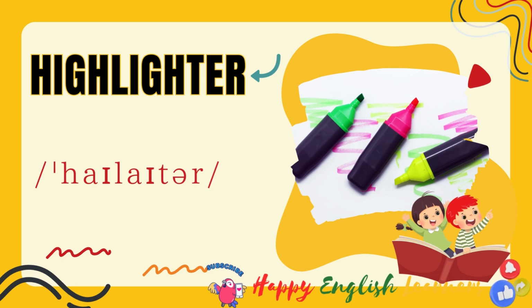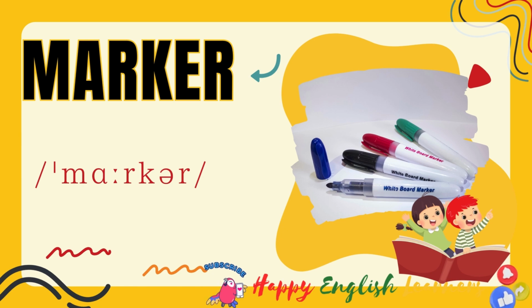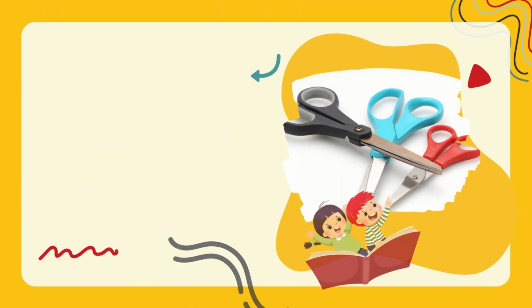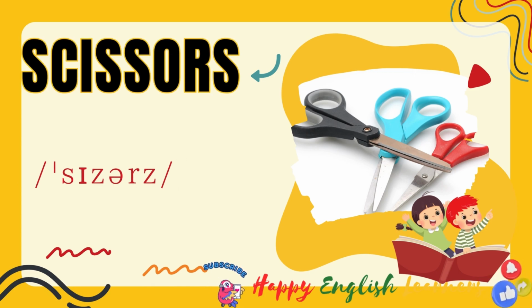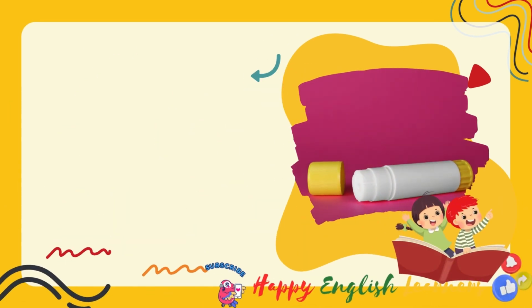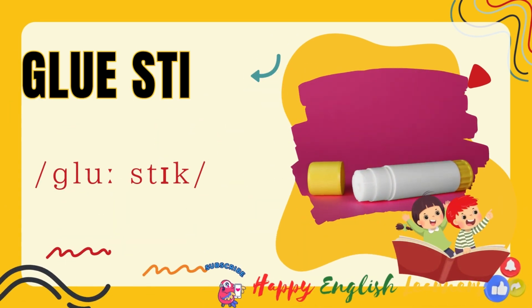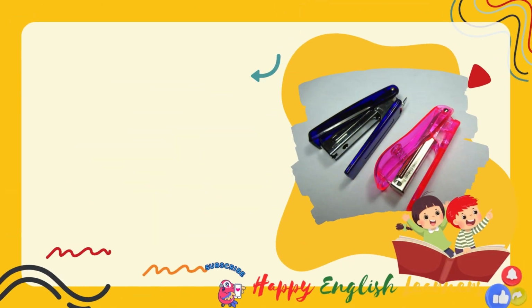Highlighter. Highlighter. What do you call this? Marker. Marker. What do we call this? Scissors. Scissors. What do you call this? Glue stick. Glue stick. Do you know what this is?